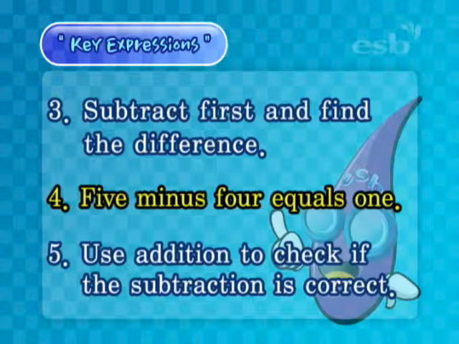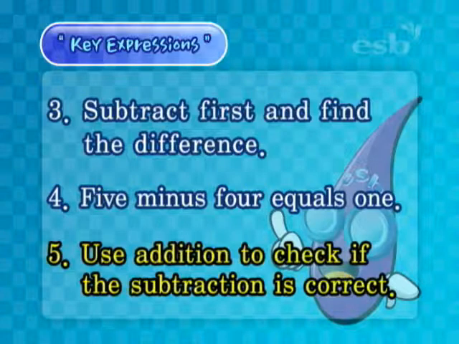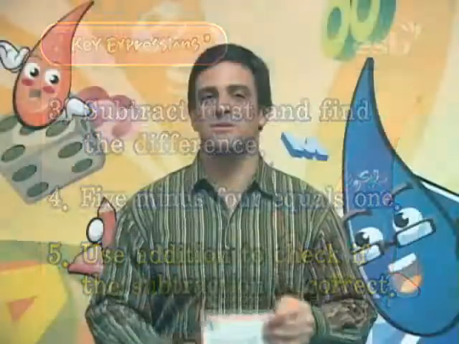Sentence 4. 5 minus 4 equals 1. And our last sentence today, use addition to check if the subtraction is correct. Okay, great. Those are our 5 sentences for today's lesson. Now it's time to go to the board and learn more about them.